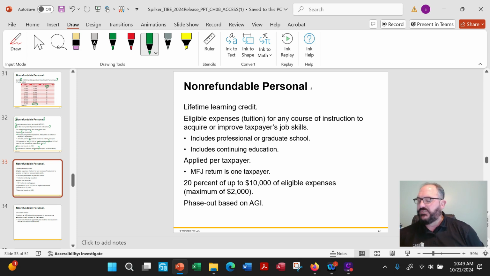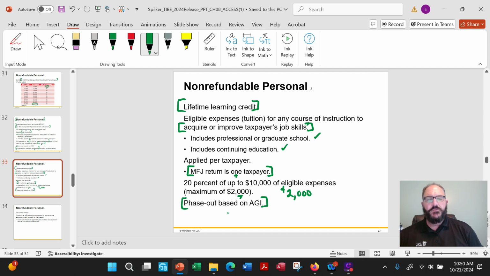Another non-refundable credit is the lifetime learning credit. This is another higher education credit. It is for any course of instruction used to acquire or improve job skills, and includes professional, graduate school, and continuing education. It applies per taxpayer, so married filing jointly is one taxpayer. The credit is 20% of up to $10,000 of eligible expenses, so $2,000 maximum right here. And notice, again, it is phased out based on AGI.